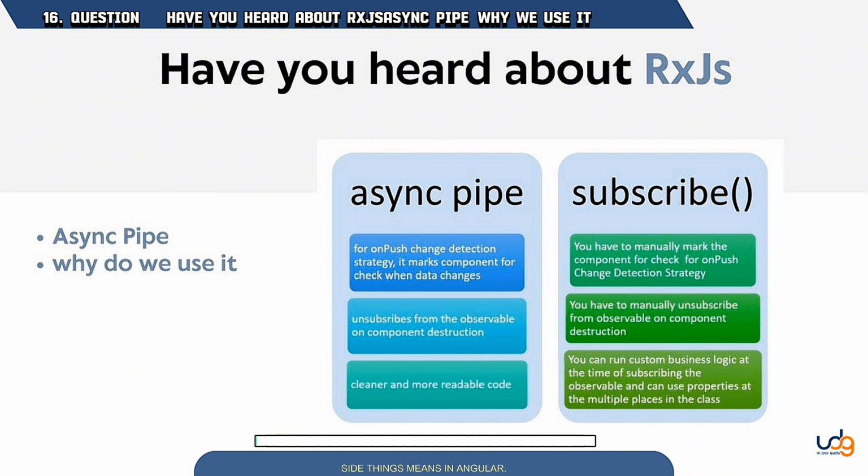Server side things means in Angular? Not exactly server side things. We can manage API calls by using RxJS. In RxJS we have observables, subject and behavior subject and all. We can call an API with the fetch operator as well, and we can get the data from the promise as well.